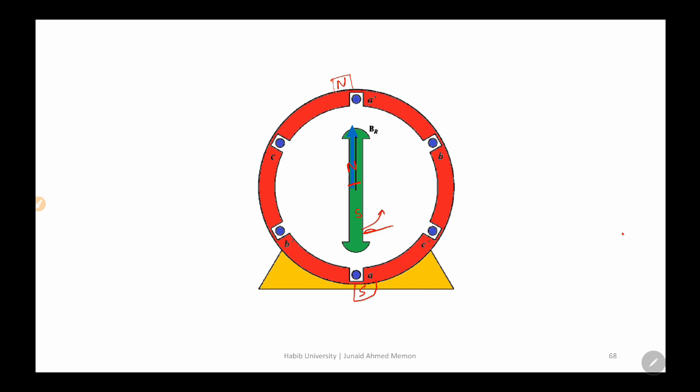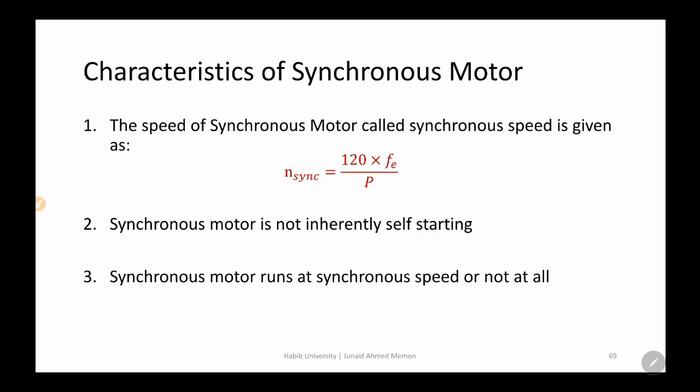It means that, in order to start a synchronous motor, the first thing is that the synchronous motor is not self-starting. So if you want to start a synchronous motor, one way is to bring the rotor's speed up to the synchronous speed by some mechanism, and then we just remove the mechanism and let the rotor's magnetic field catch up with the stator's magnetic field. So that's one way to start the synchronous motor. We'll discuss more about the starting mechanisms of synchronous motors.